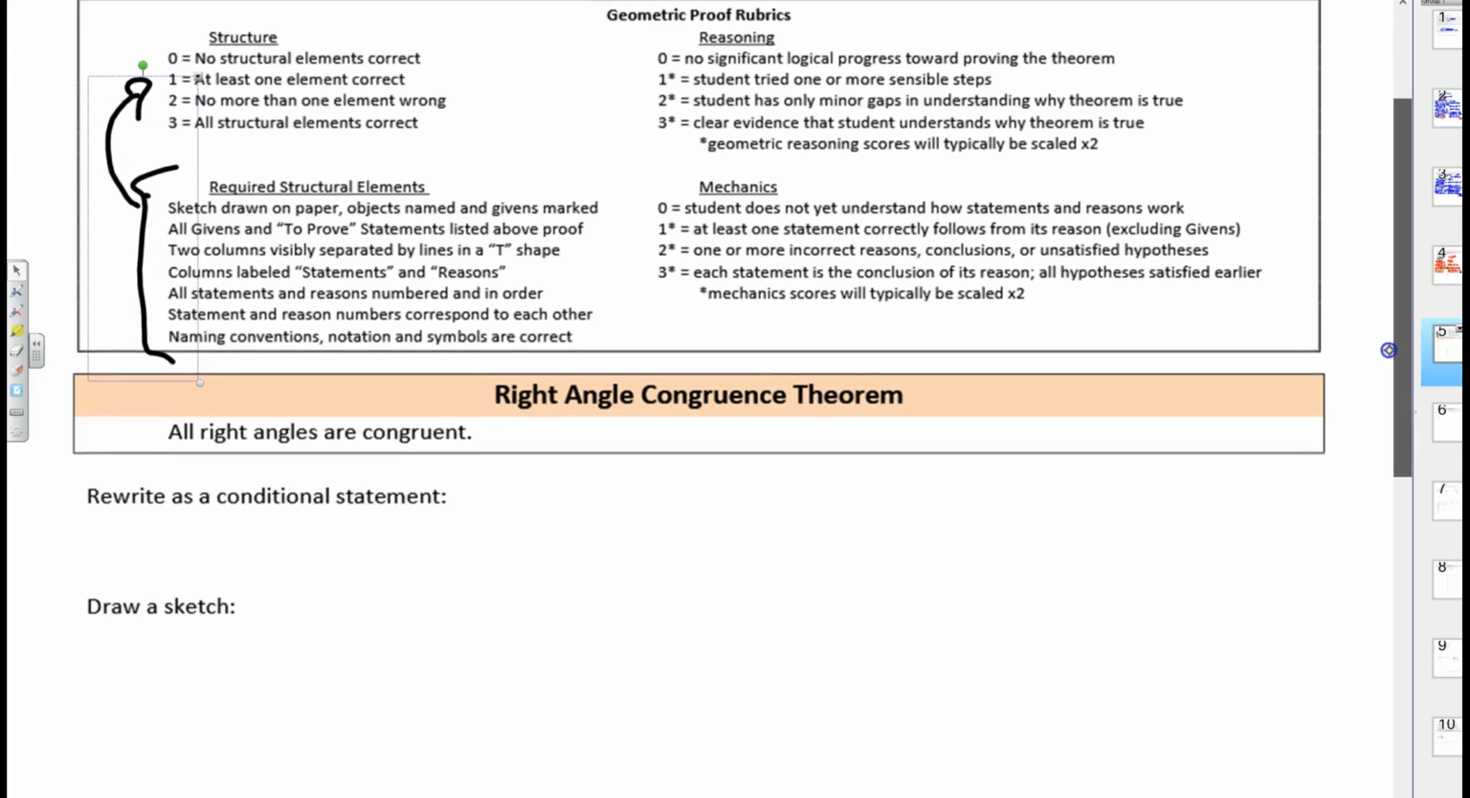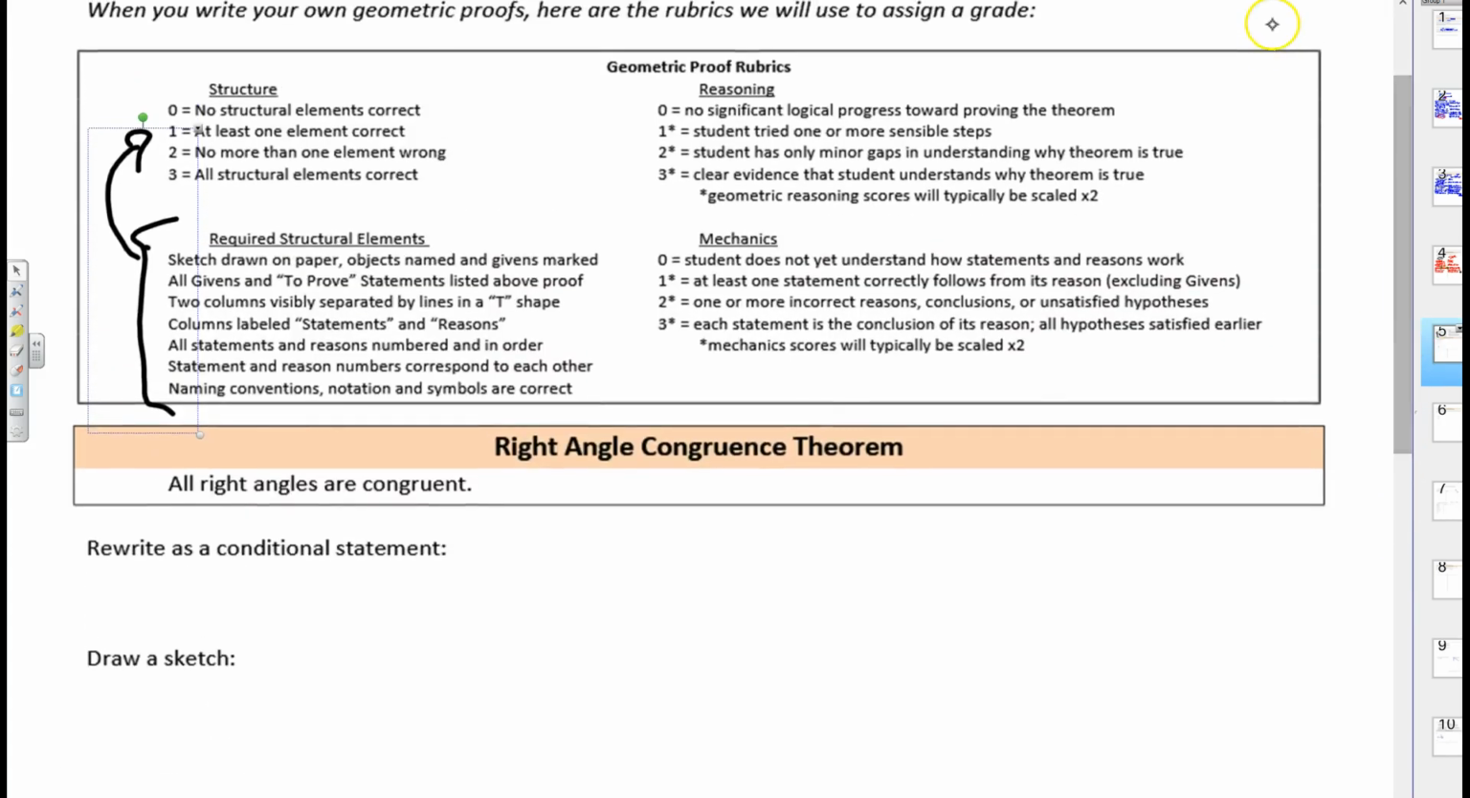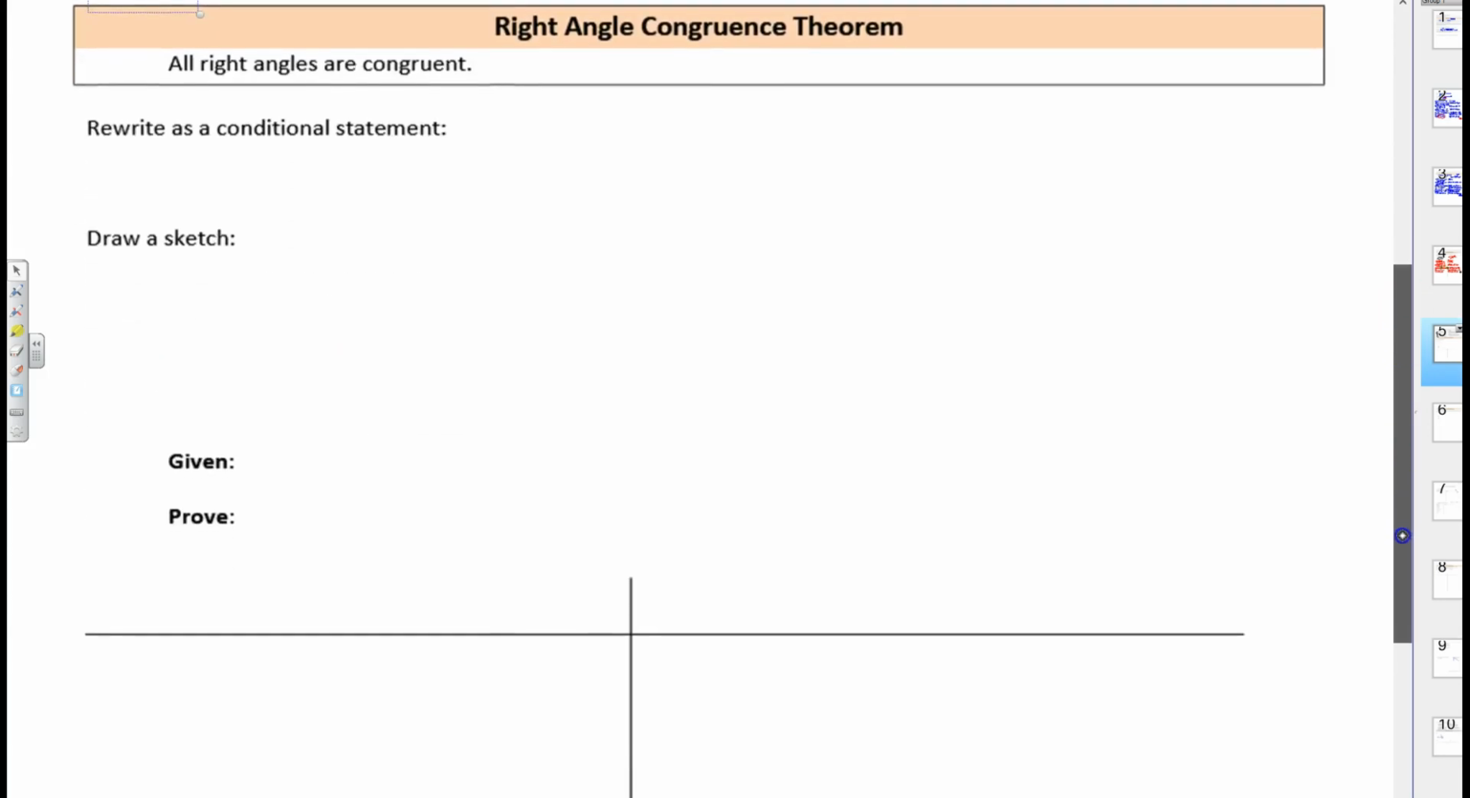Then what's really important is the reasoning and the mechanics, okay? We want to see, are you giving clear evidence as you walk through, or are you jumping in between steps? Are there some gaps in what you are allowed to say and aren't allowed to say? Do you always have your statement flowing from the correct reason, or are you kind of mixed up? Okay, so we'll talk about this more in class together, guys. So this is your rubric, but we will go through this in class together next time.